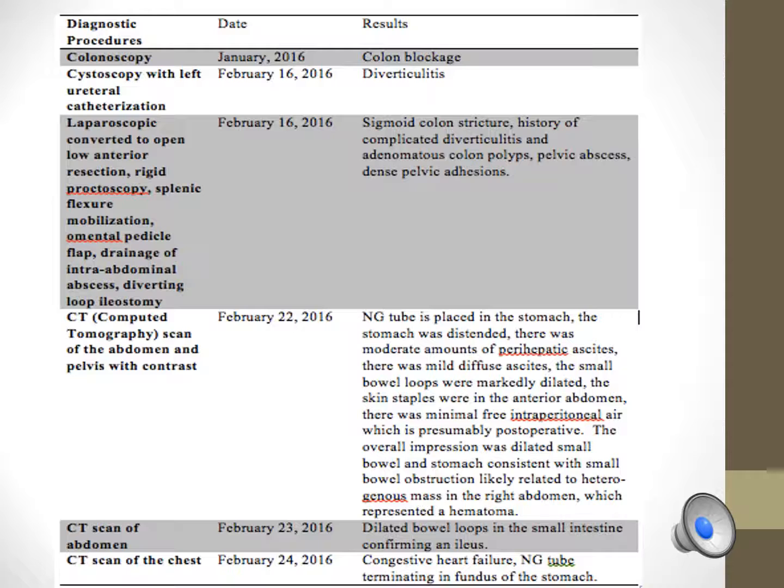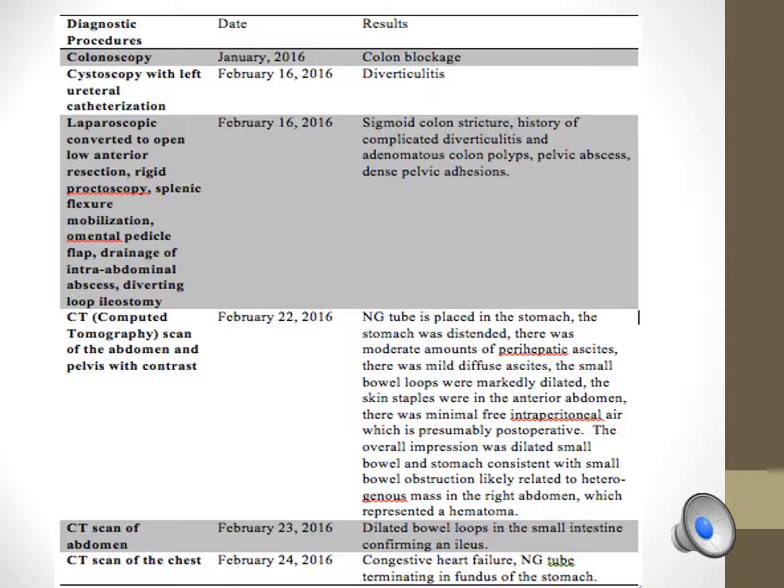Another colonoscopy was performed on the same day, which indicated her recurrent diverticulitis. So the previously mentioned procedure that occurred after this colonoscopy indicated sigmoid colon stricture due to her history of complicated diverticulitis and adenomatous colon polyps, pelvic abscess, and dense pelvic adhesions.